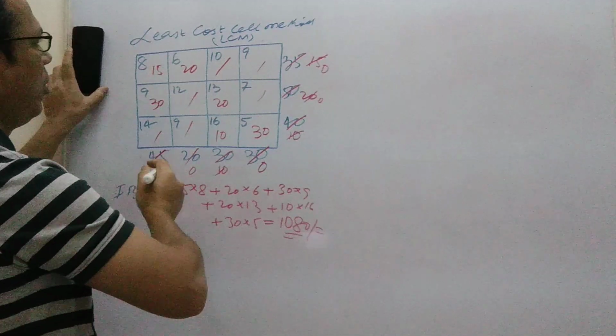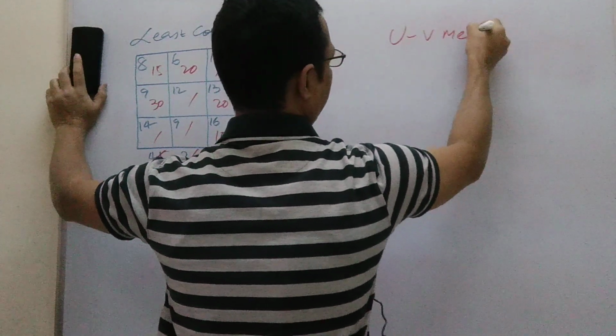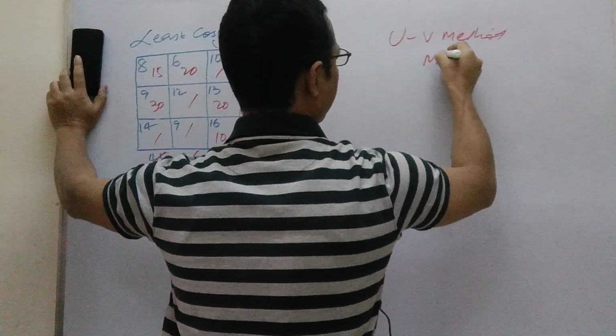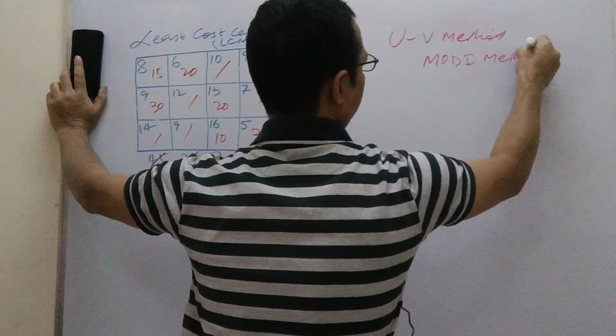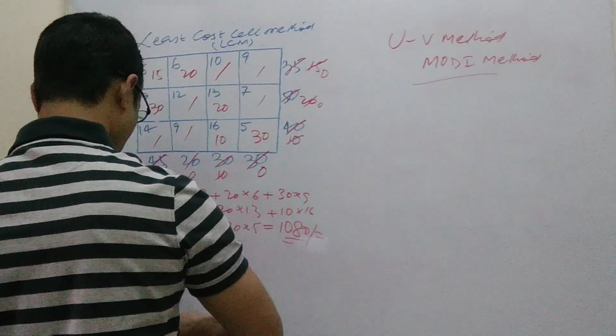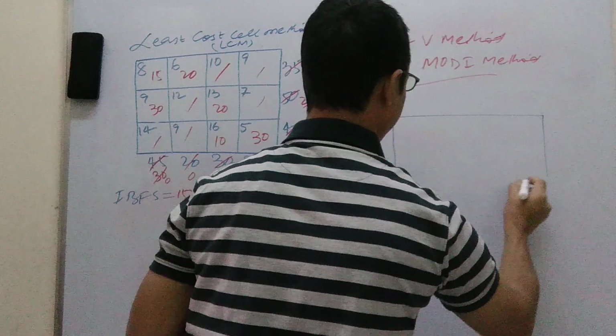Now I am going to apply the UV method, and I already introduced that this is also called the MODI method, the modified distribution method. So what is the UV method? First we just need to copy this table. Very easy procedure.